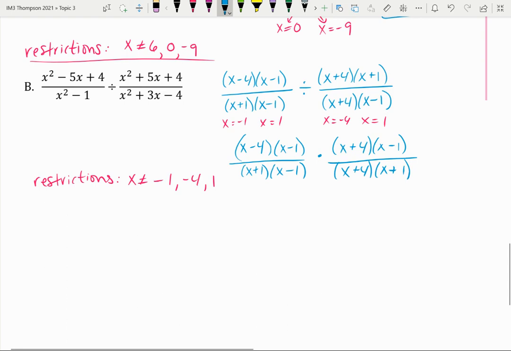So when I check the new denominator, x plus 4, oh, well, that's the same thing. I already have -4. Okay, good. And then x plus 1, well, I already have -1 in my list, so we're good. There's no new restrictions this time. Let's cross out everything we can. X minus 1, x minus 1. X plus 4, x plus 4.